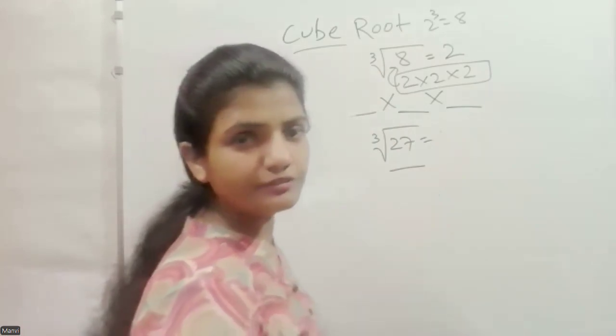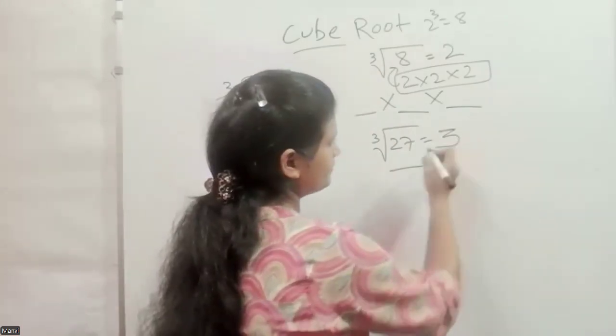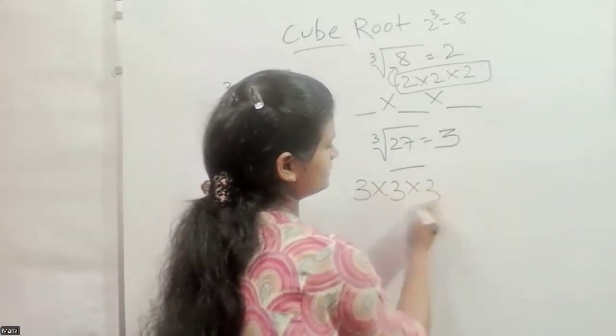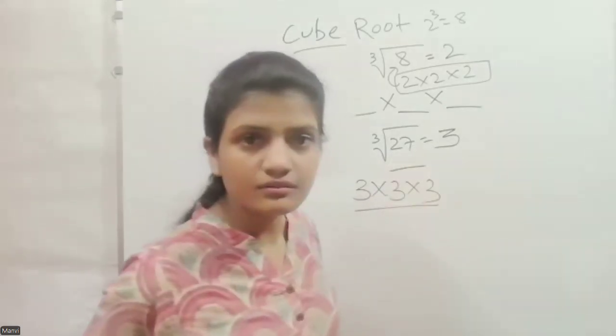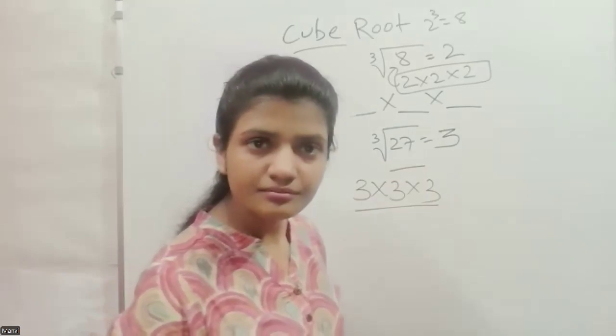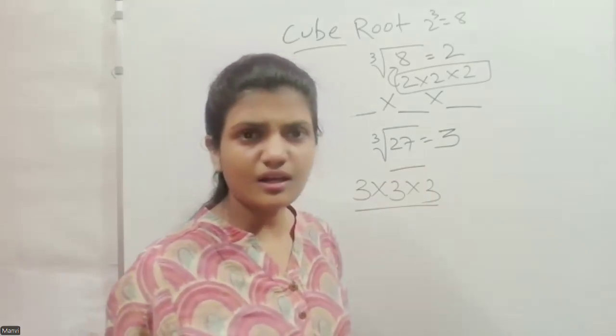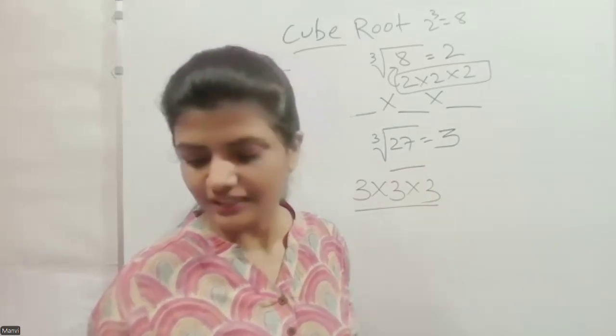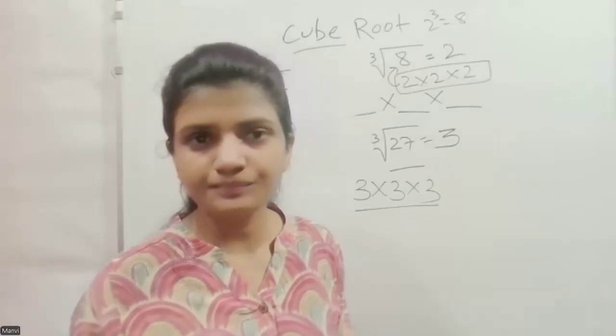Please unmute yourself, Jessica. It will be 3, because 3 multiply 3 multiply 3, then we get 27. Right? I can't hear you. Jessica? Yeah. Now you understand this all?